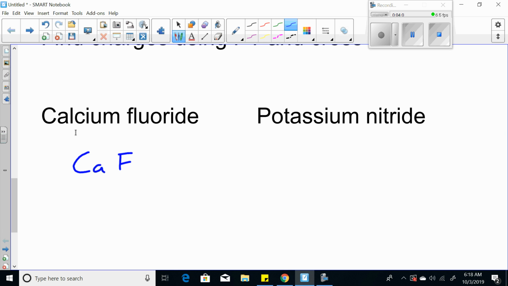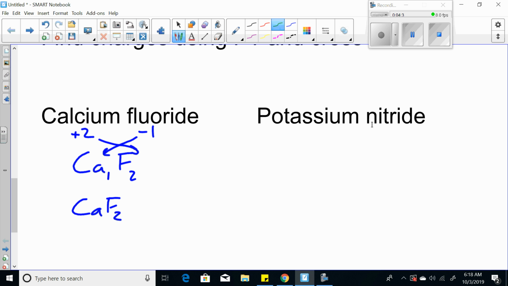So I know that this is a +2. This is a -1. So I'm going to cross those. Now, when we cross them, we're not worried about plus and minus anymore. What this is going to tell me is that -1 means I have 1 calcium and 2 fluorines. So when I write that, you never have to write a 1. It would be CaF2.